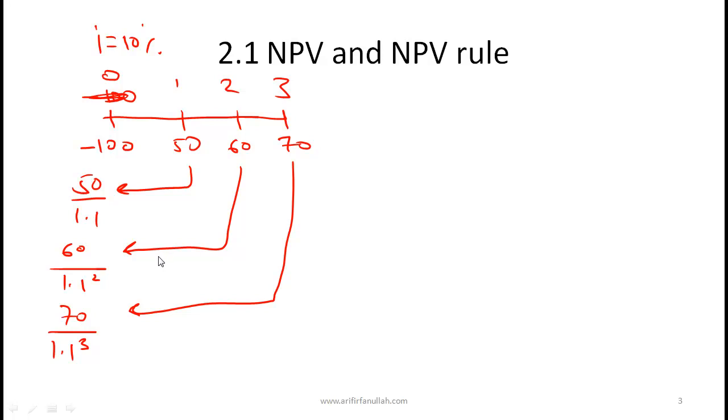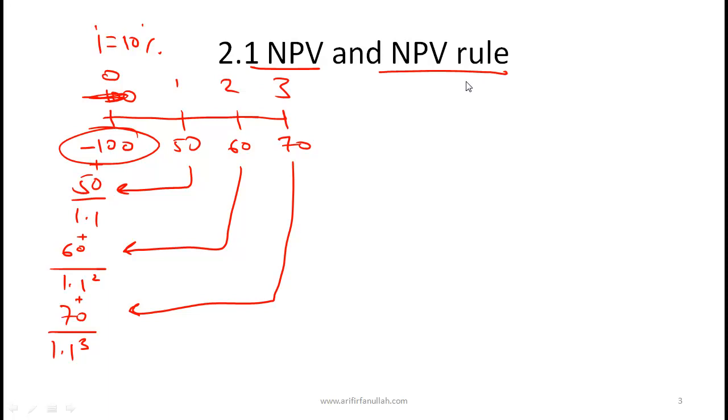Why is this called net present value? Because we are netting out the initial investment. So the net present value is minus 100 plus 50 over 1.1 plus 60 over 1.1 squared plus 70 over 1.1 cubed. In the last class, we talked about just the present value of future cash flows. That's why we used the term present value. Here we add net because we are netting out the initial investment. So that's a quick definition of NPV.